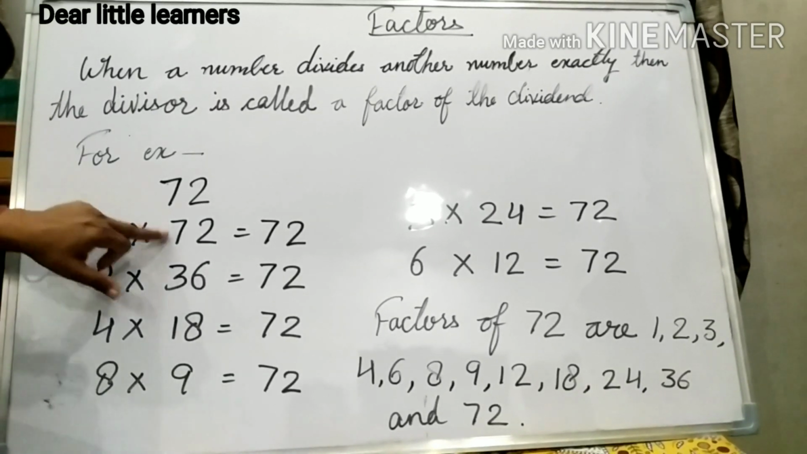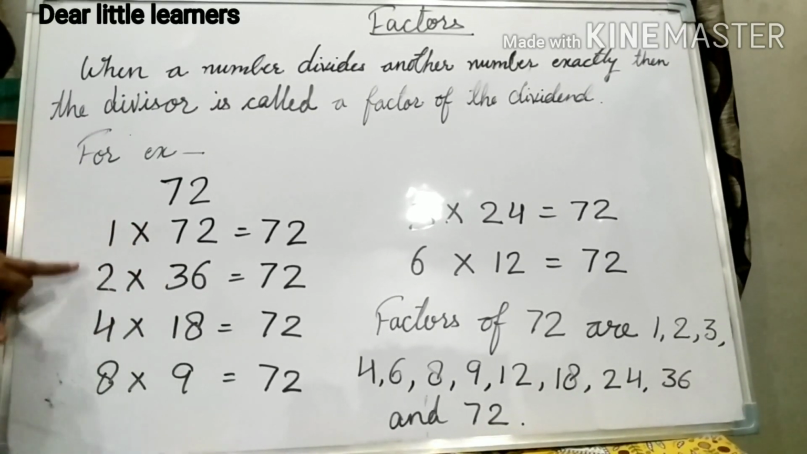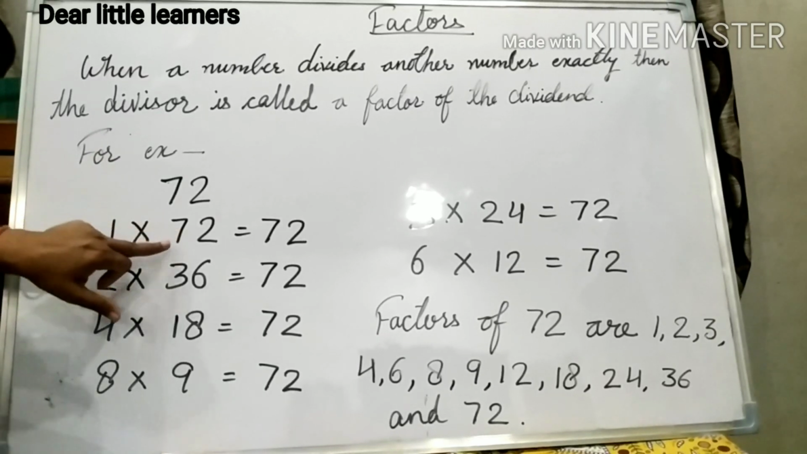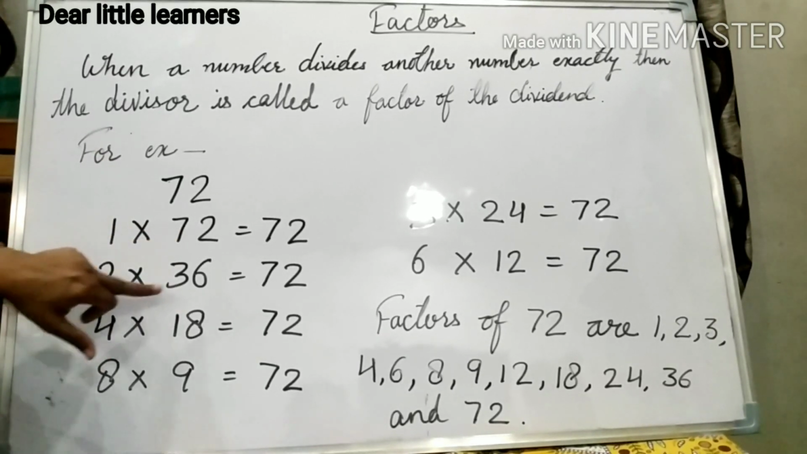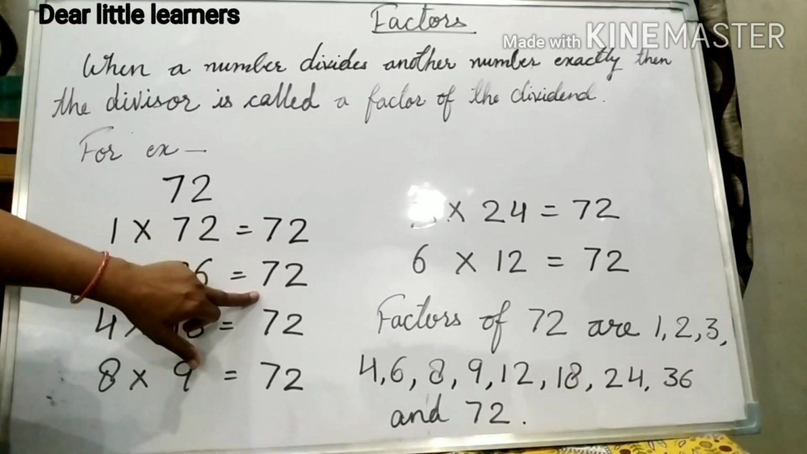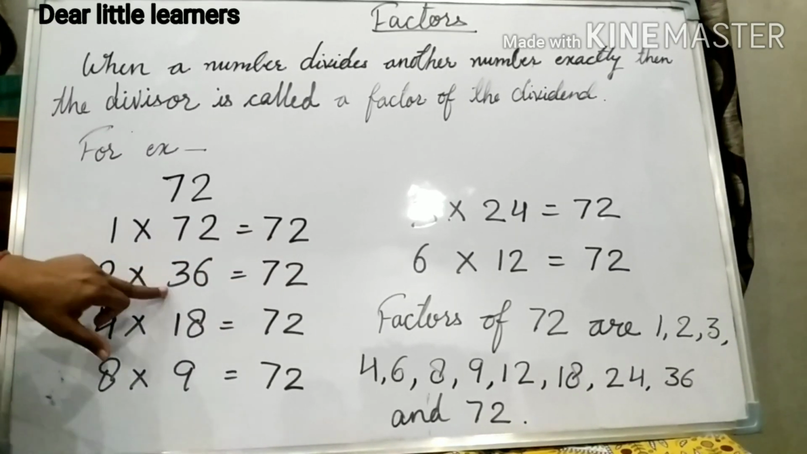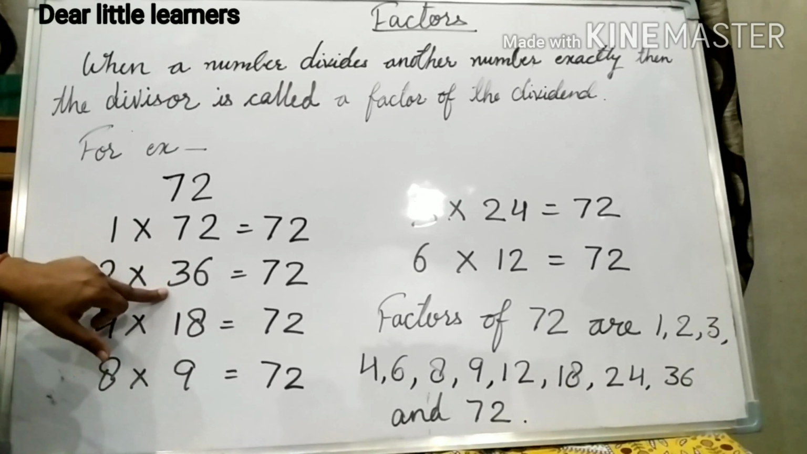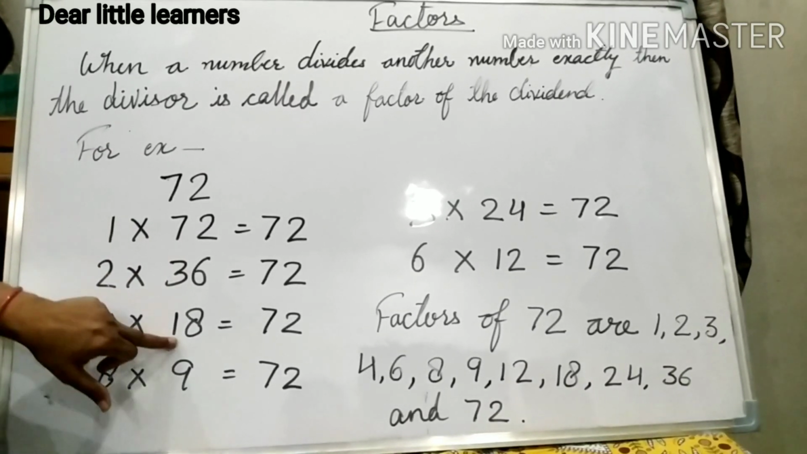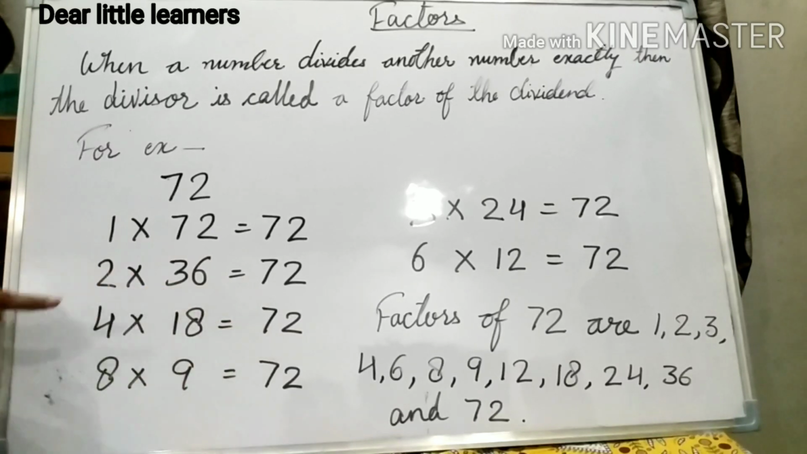Double of this number and half of this number. 1's double is 2 and 72's half is 36. So 2 multiplied by 36 is also 72. Now I am doubling this 2. It will be 4, and halving this 36, it will be 18. So 4 multiplied by 18 is also 72.